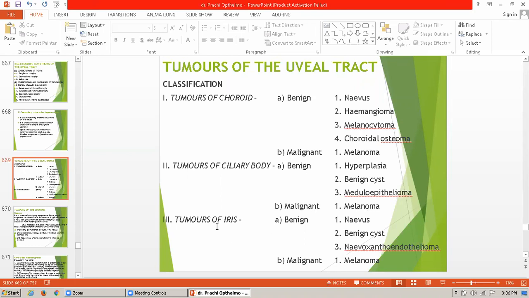Then third classification is the tumors of the iris. In that, first one is benign and malignant. In the benign, there is again nevus, benign cyst, juvenile xanthogranuloma, and in the malignant, there is a melanoma. So this is the classification of the tumors of the uveal tract.